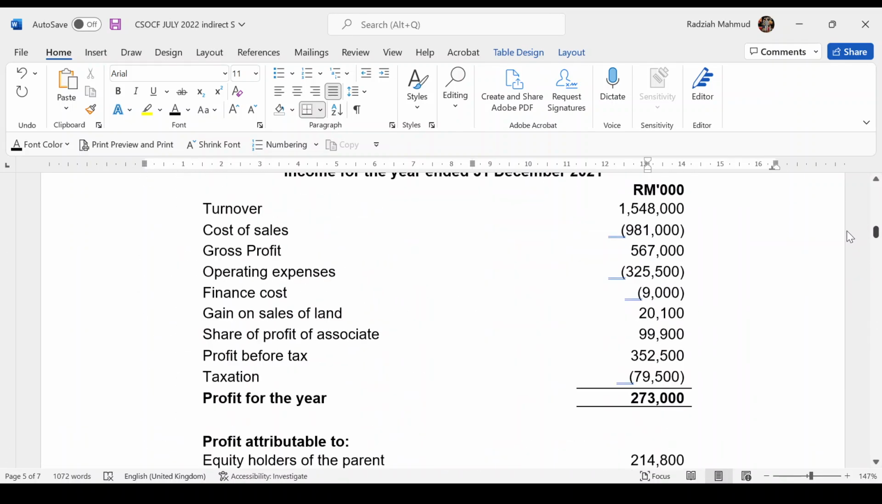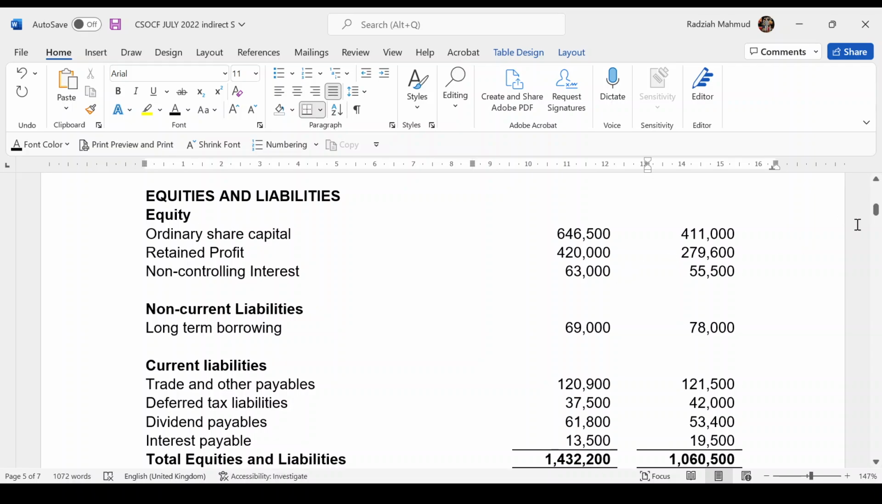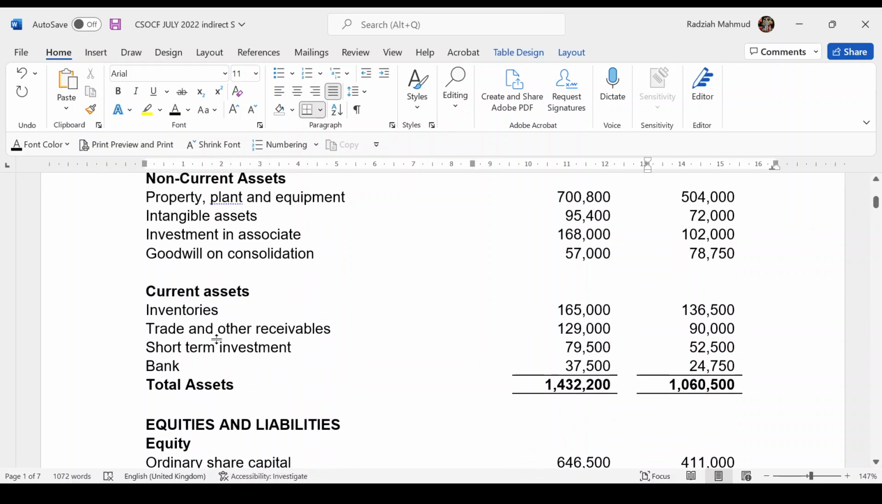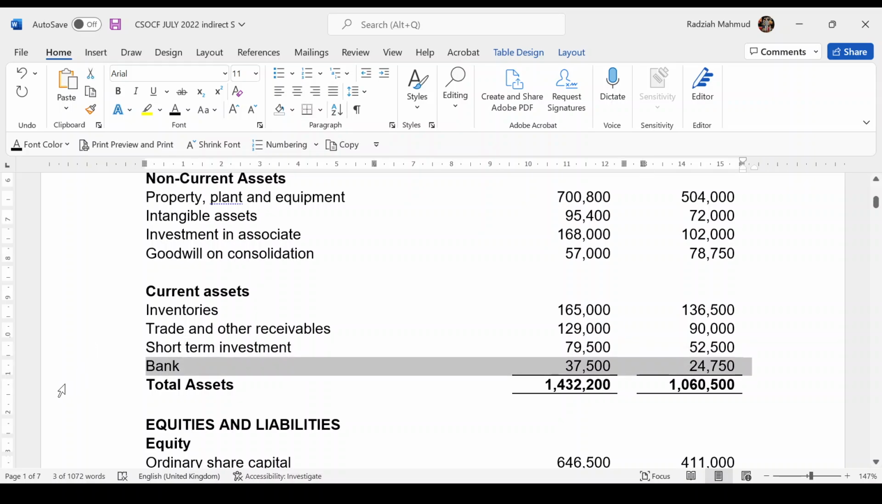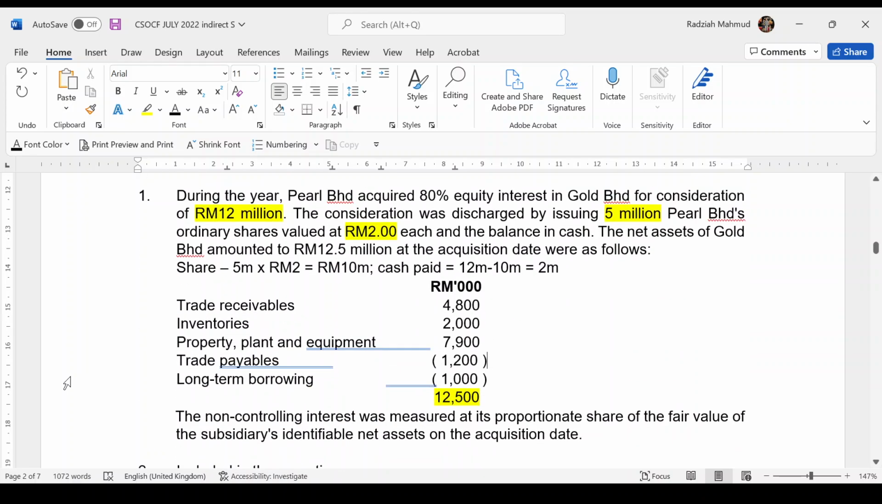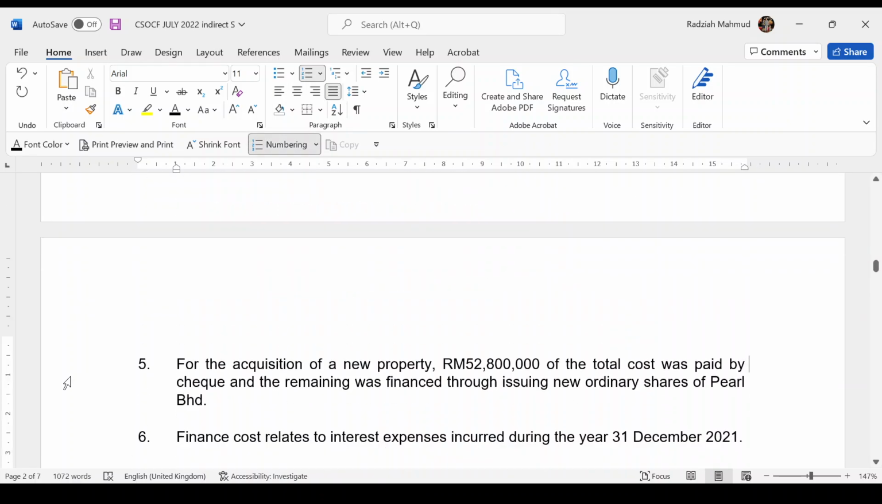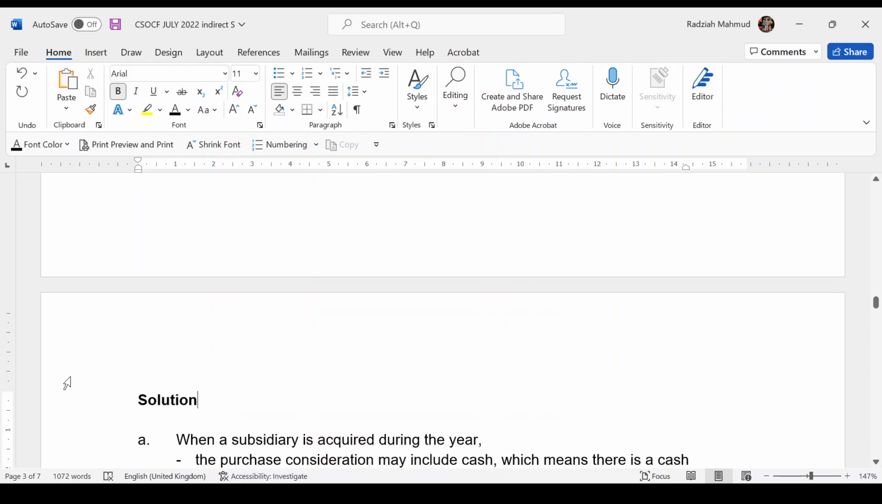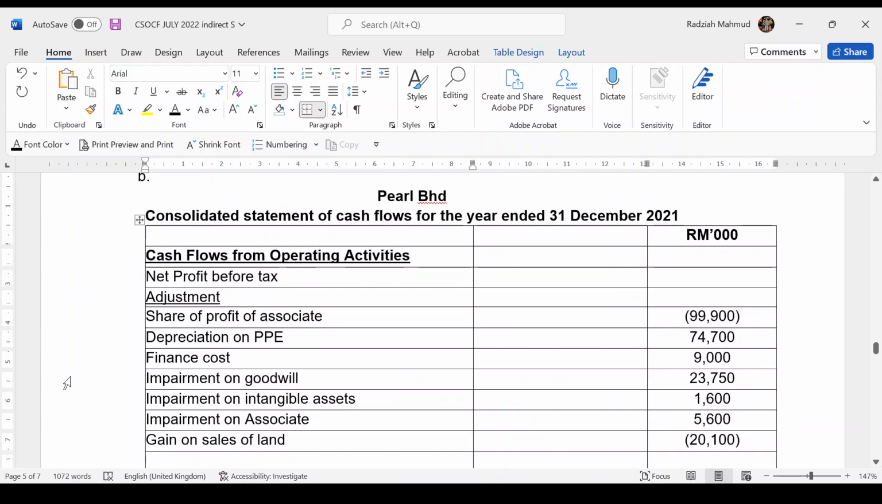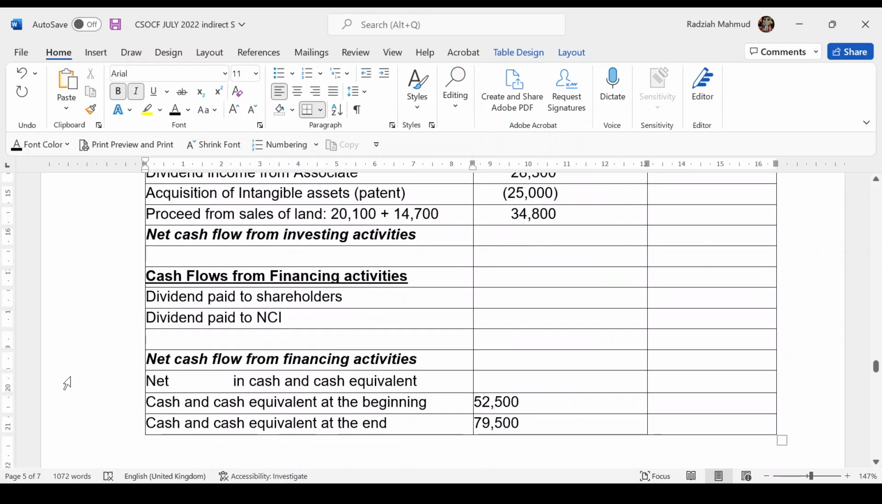So now we go back to the SOFP. After we have receivable, I think we have considered short-term investment. Now we have bank. We know that bank is part of cash and cash equivalent. I think I have mentioned, or if I haven't, let me repeat once again. If we are not required to prepare the notes to cash and cash equivalent, we just put in the amount here as our workings.